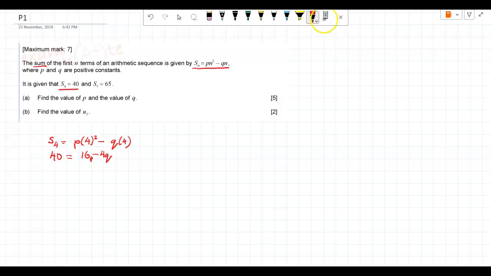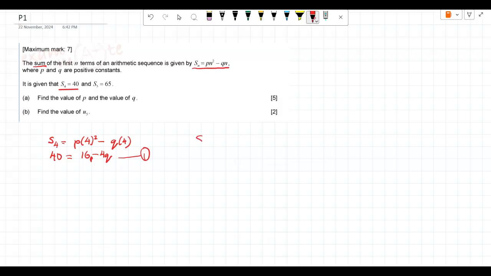I'm substituting n as 4. I'm putting n as 4 in this. And S4 is given to be how much? 40. Correct? Now that's my equation 1.